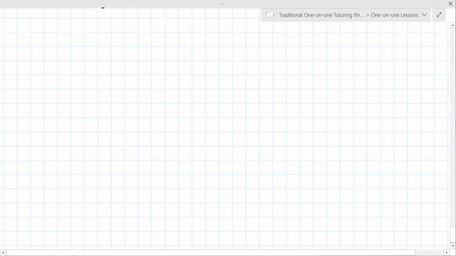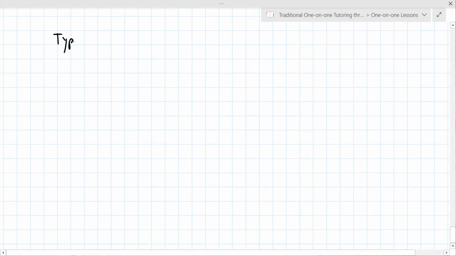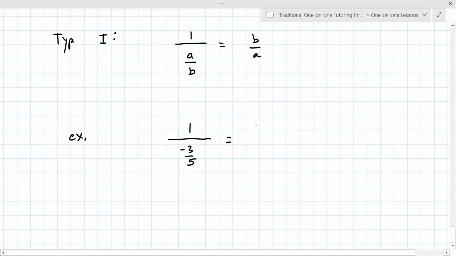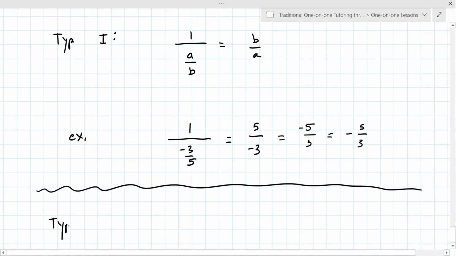Okay, and so the first type, we'll call it, we've just done, it's 1 over A over B. And this always flips. So an example is 1 over -3/5 becomes 5 over -3. And then that negative can actually go in any position. It could be -5/3 or it can be out in front, whichever way you like.